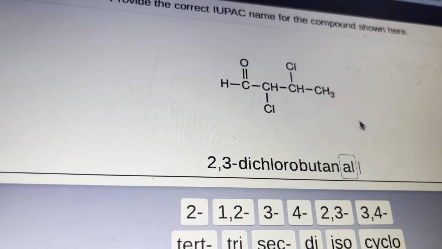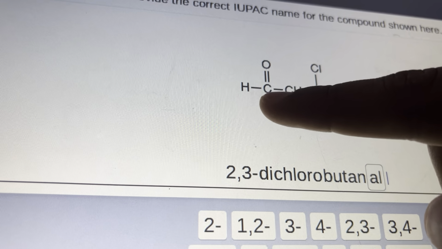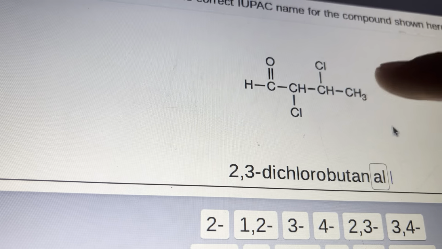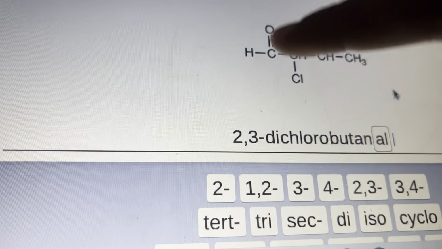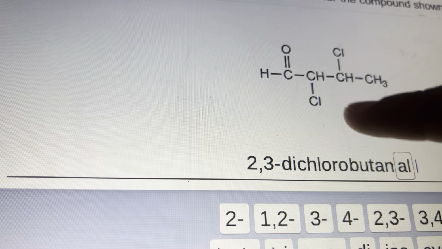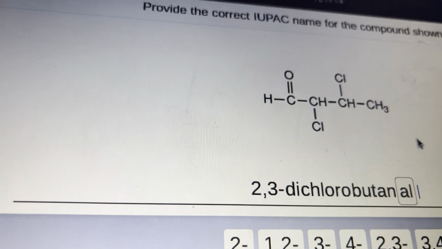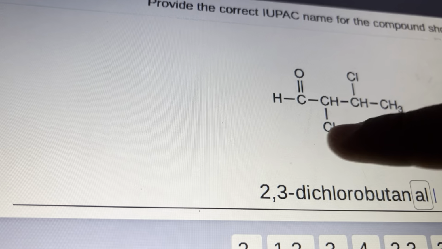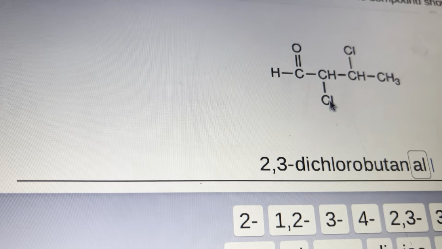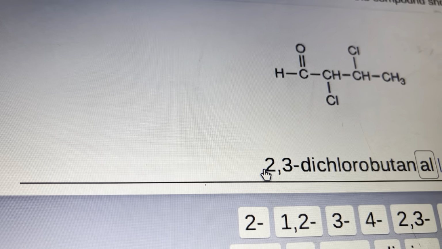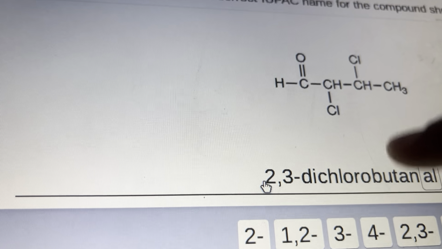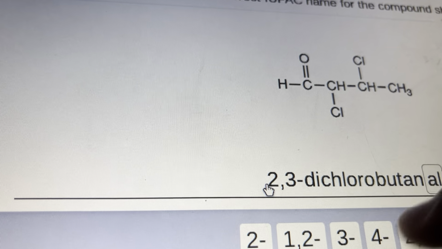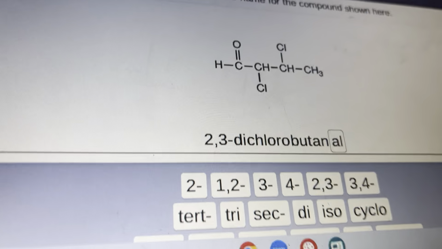Next, start here, carbon 2, 3, 4. So this is another butanal because of the oxygen and the hydrogen. And then we have a chlorine at 2 and a chlorine at 3. So that's where we get the 2, 3. And it's a dichloro, because remember, if there's more than one, you have to use di. If there's 3, you have to use tri, and so on.